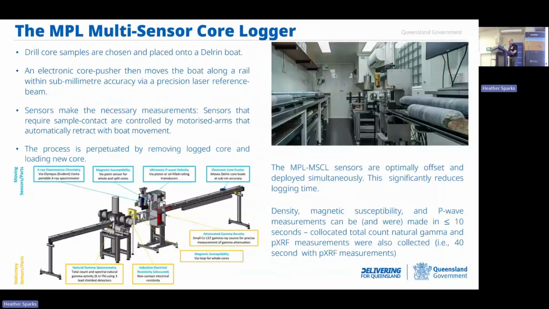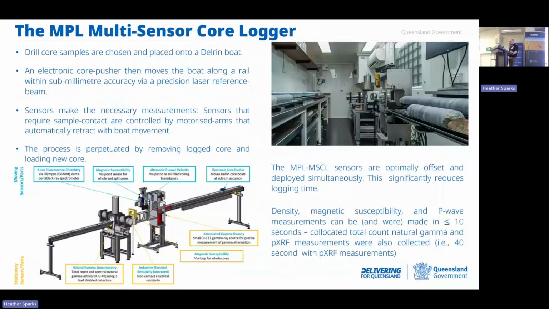Right, a little bit about what's in the box. The tool in there is the Geotek Multi-Sensor Core Logger, or MSCL. While the physical property measurements all happen automatically, with the contact sensors mounted on motorized arms, the drill core still needed to be loaded manually onto plastic boats, which are then pushed through the logger and then manually replaced back into core trays once logging has been completed. The core is loaded on the right-hand side here of the logger, which is then pushed in by a laser-guided electronic core pusher, and that's a very high millimetre accuracy, so we know exactly whereabouts in the core we are.